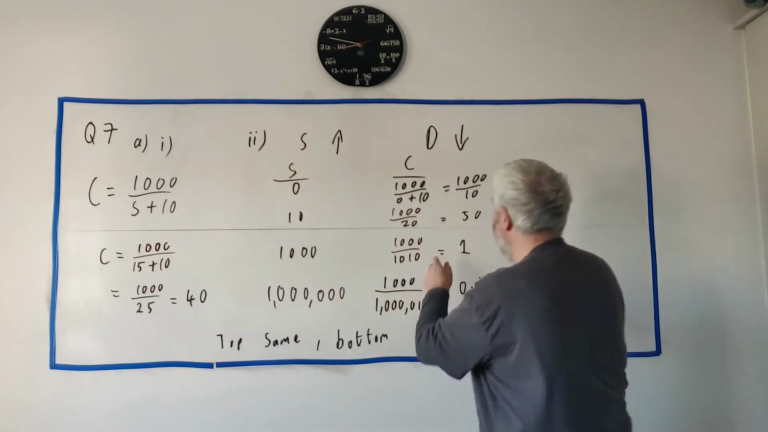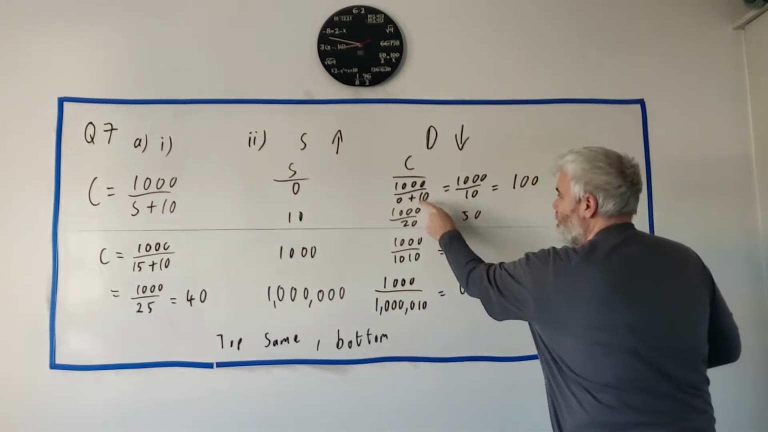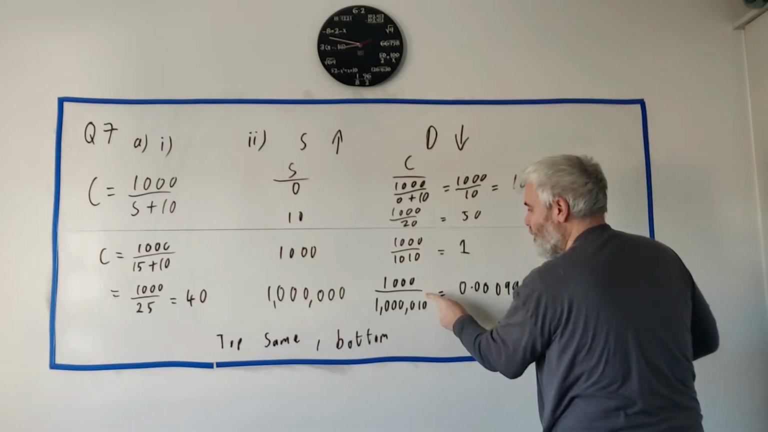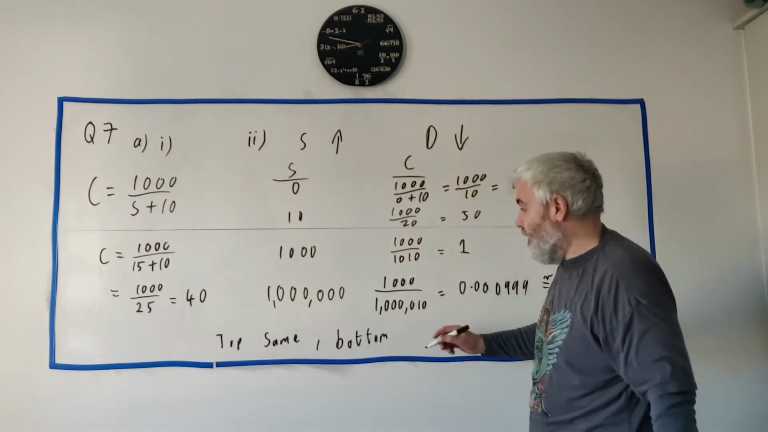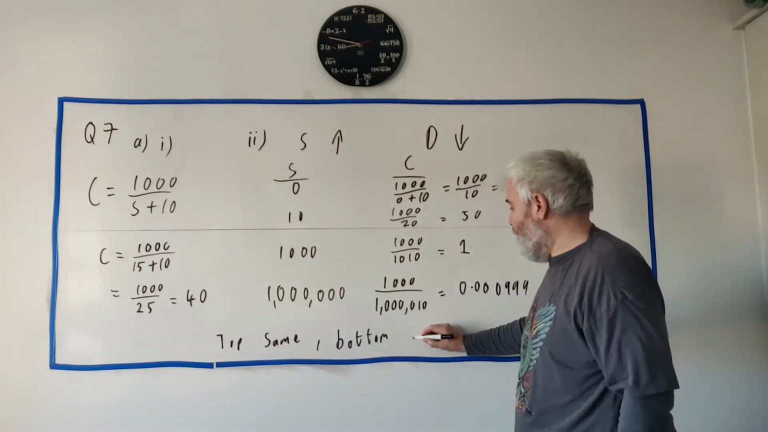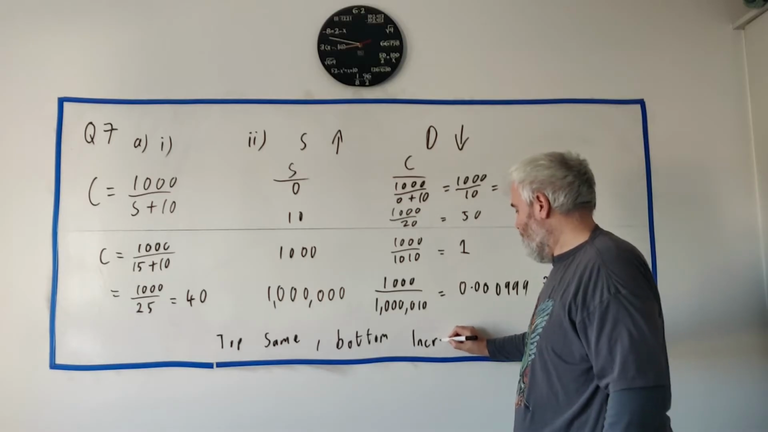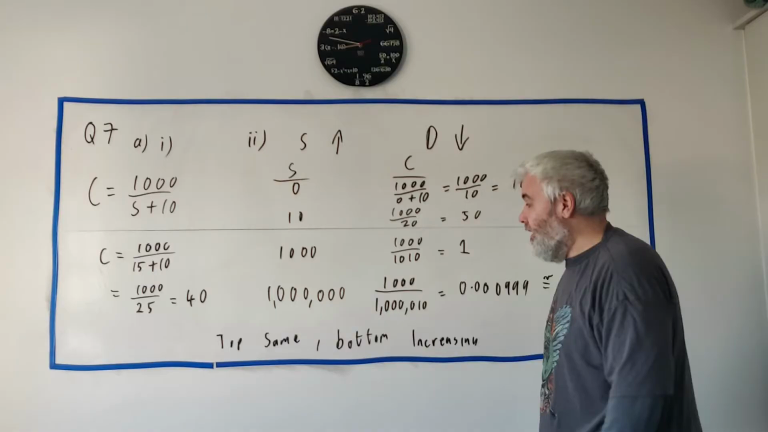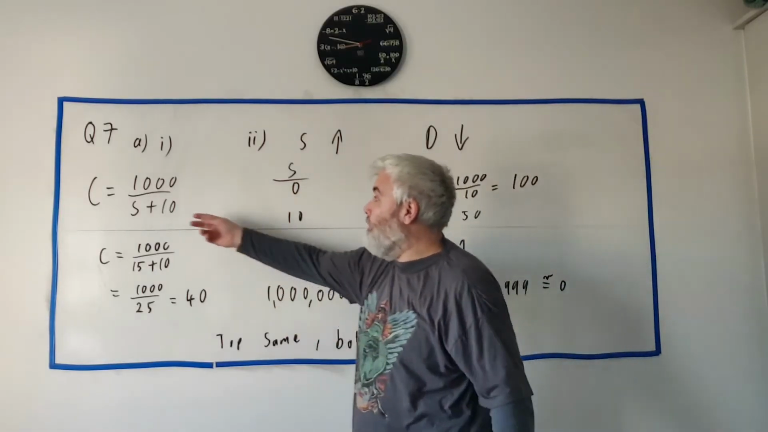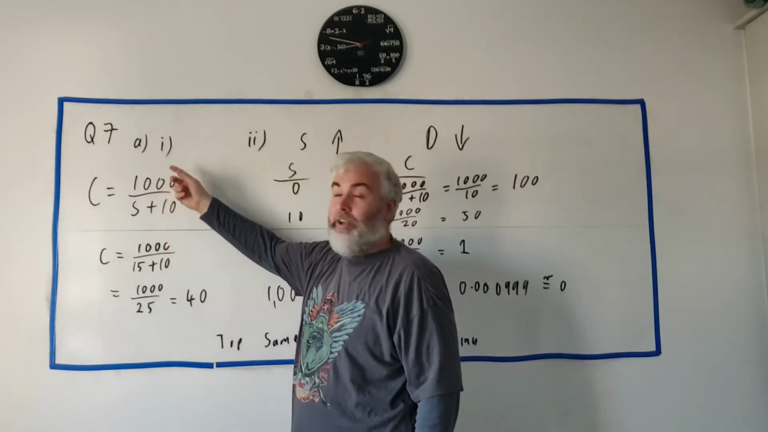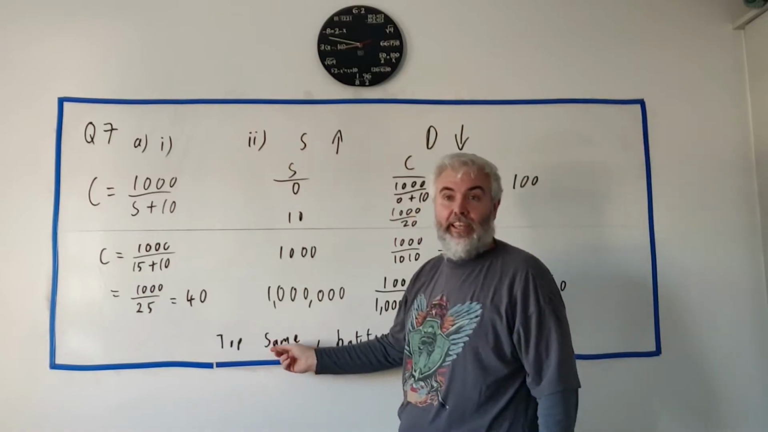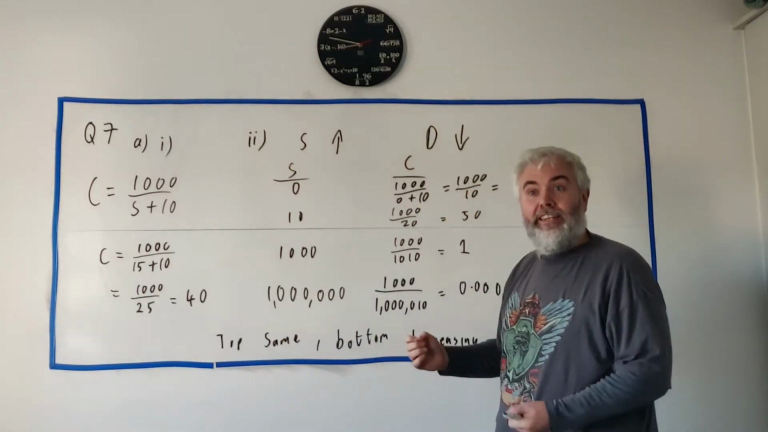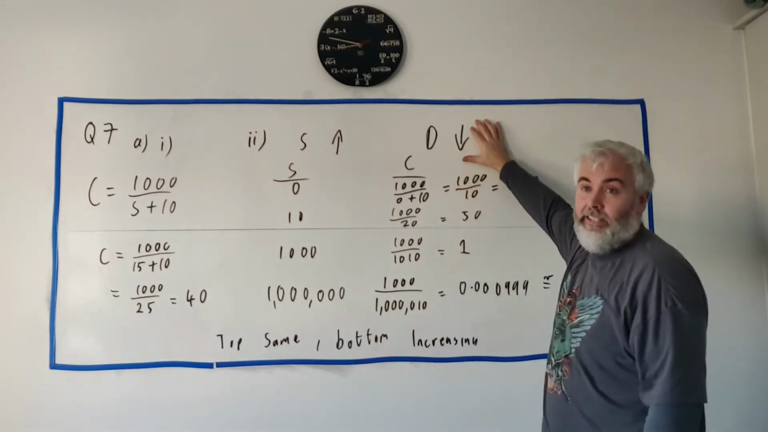S plus 10 is 10, 20, 1,000, 1,000,000. It's increasing. The top stays the same and the bottom is increasing. That'd be enough for them, actually. They don't really need a sentence in English. They just want you to show that the bottom is increasing more than the top is. The top is staying the same and the bottom is increasing. That makes the whole thing decrease.